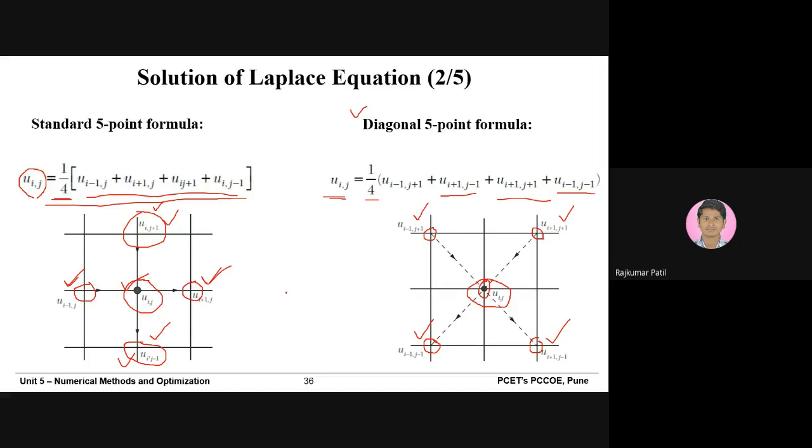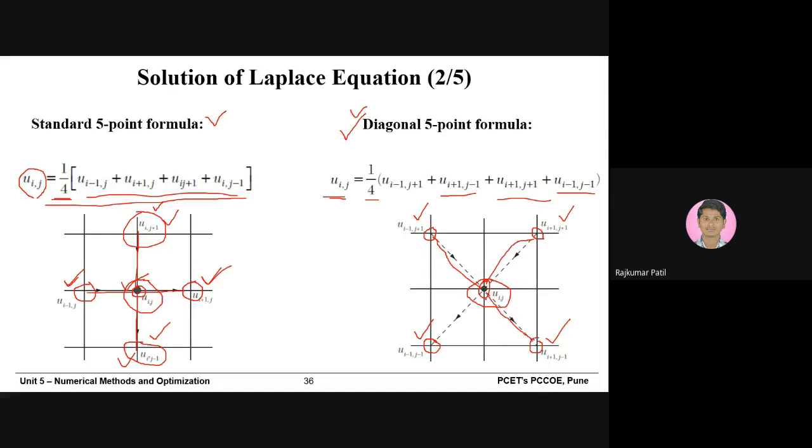Now, as I mentioned, whenever possible, always use the standard 5-point formula, and rarely do you need to use the diagonal 5-point formula. So when to use, and why to use? The answer is, when you check the position of this intermediate node from each of the neighbors, the distance is very small if you compare the distance in the case of the diagonal 5-point formula.